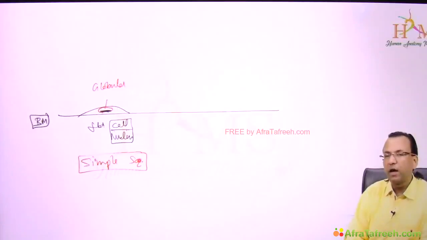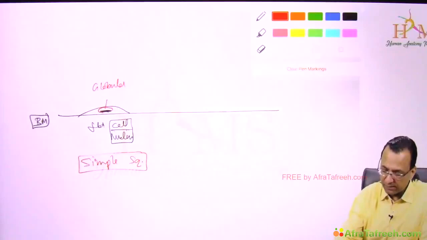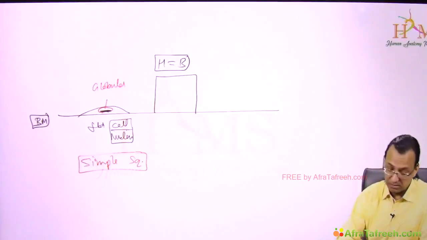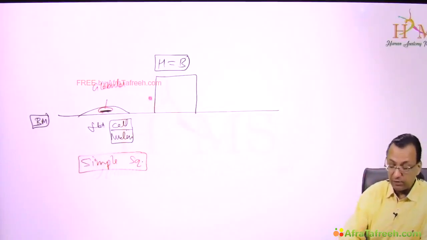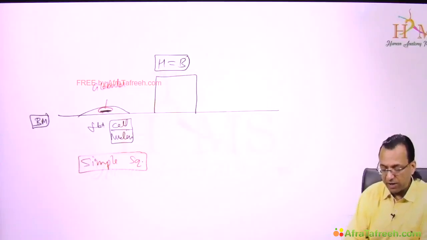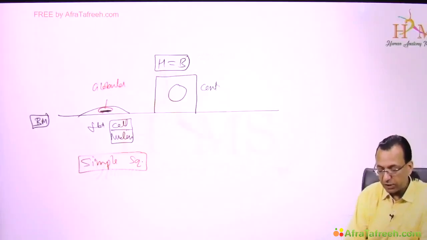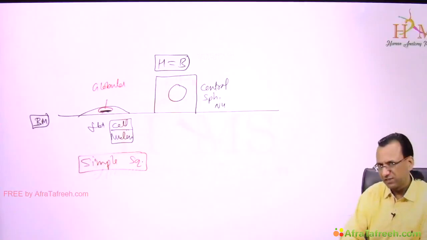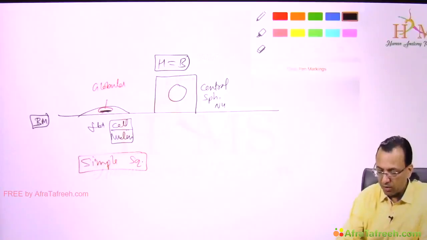Flat cell with flat nucleus is simple squamous. How do you identify the simple cuboidal? Simple cuboidal, I'll have height equal to breadth. Height of the cell is equal to breadth of the cell, and there is a central spherical nucleus. Now, if it is a central spherical nucleus, then what kind of epithelium is this? This is simple cuboidal epithelium.